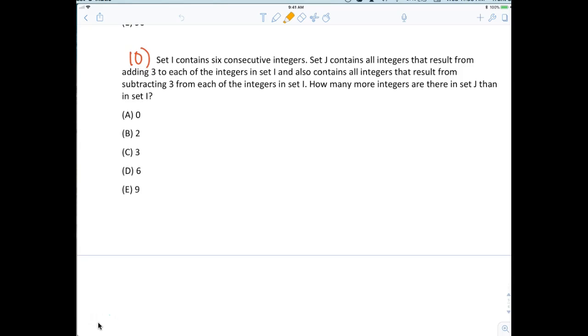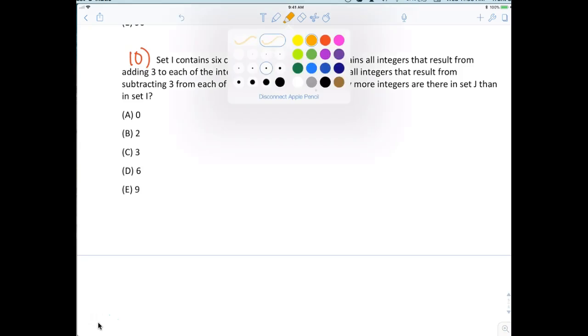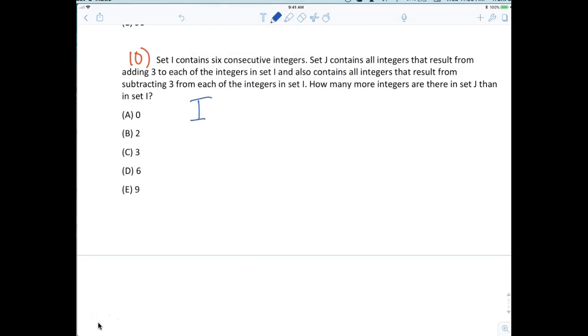All right. It says set I consists of 6 consecutive integers. So what I want you to do is put down I equals, now a set generally contains that, all right, parentheses. Now, what are 6 consecutive integers? So we'll just start with one. We'll just make something up. 1, 2, 3, 4, 5, 6. All right, that's what you should have written down.